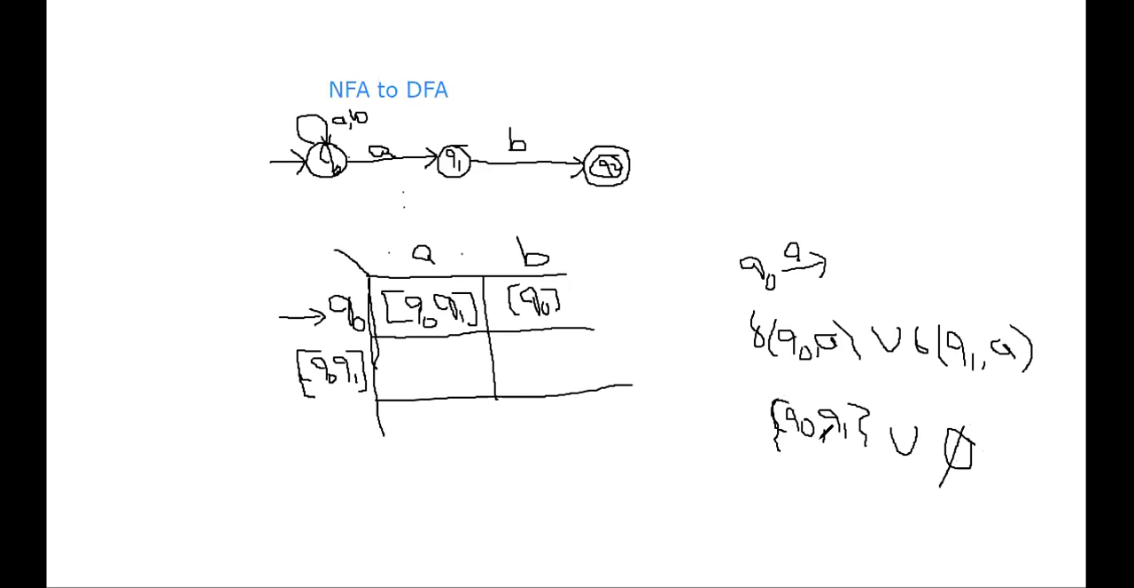Then what is the union of Q0 Q1 union phi? Again Q0 Q1. Q0 gives Q0, and Q1 on A is Q0 Q1. Okay? Then apply symbol B. Q0 Q1 on B. What is Q0 on B? Delta of Q0 on B is Q0, and delta of Q1 on B is Q2. Then we get Q0 Q2.